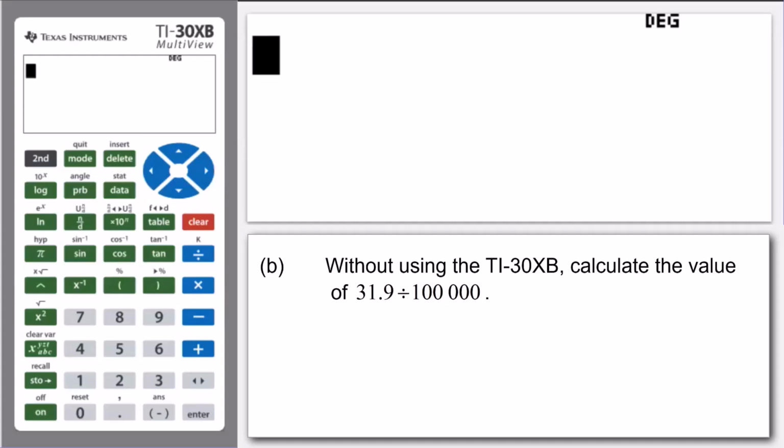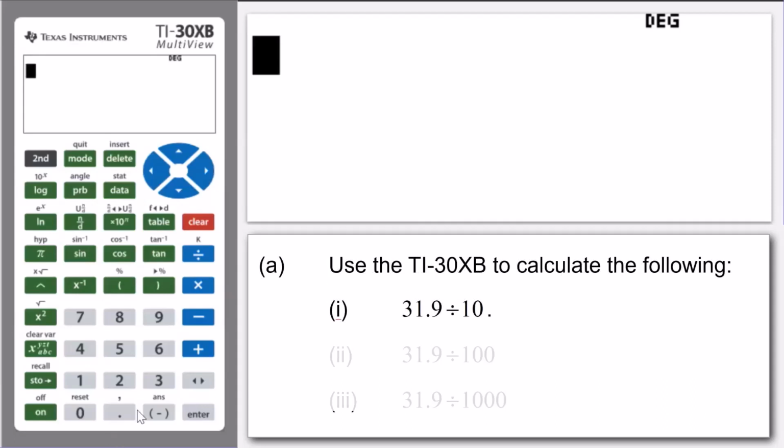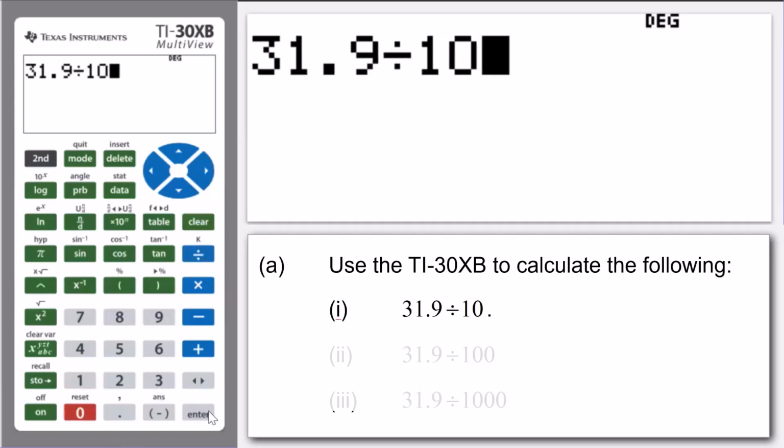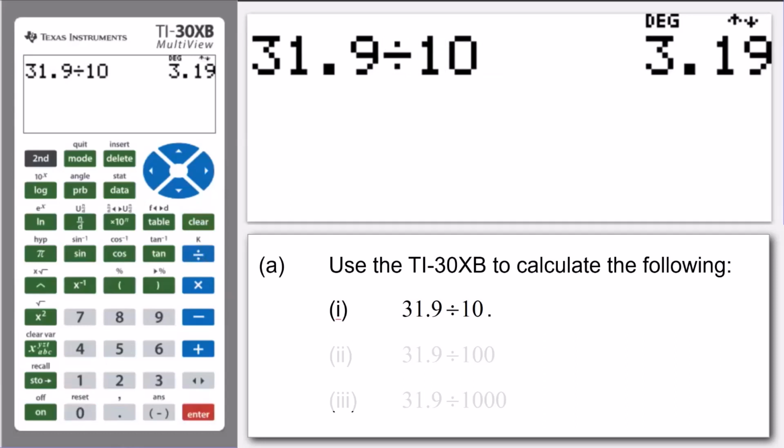Okay, so let's move to our calculator. We're going to enter 31.9 and press the divided by key, then enter 10 and press enter. If you consider 31.9 is about 30, 30 divided by 10 is 3, so an answer of 3.19 makes good sense. So we've done A part 1.